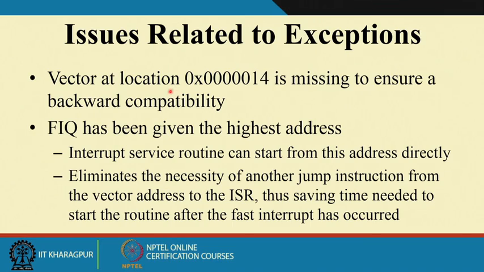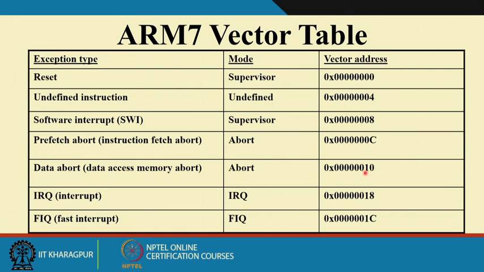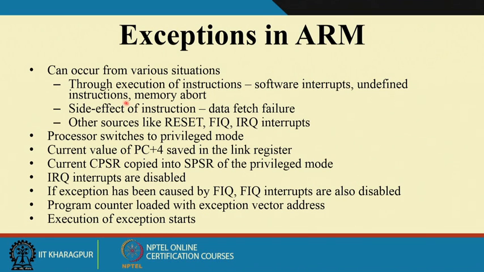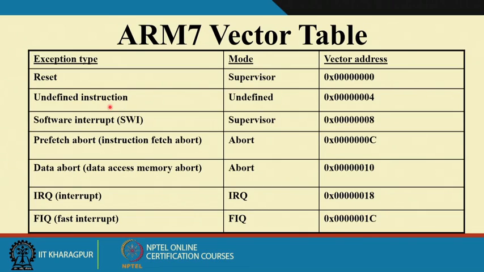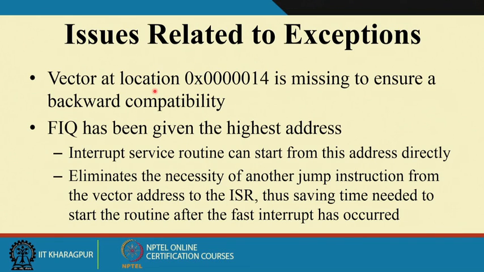This is the distribution, and we will see that it also helps the operation of this processor in some sense. First of all, this vector location 14 is missing. If you look into this, after 10 the next address should have been 14, but that is not there. So 14 is missing, and it is for backward compatibility with some previous version of ARM.